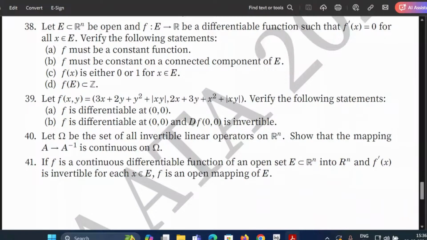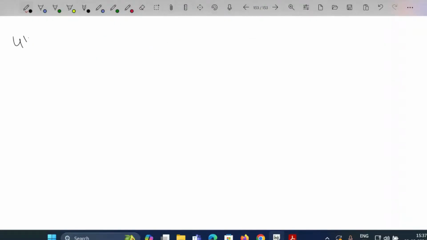Okay, question number 40, we'll do it later. We are not doing it now. Question number 41, I'll just touch on it. It is because of the inverse function theorem. It says that if we have a derivative at a point and it is invertible, the function will be invertible in some neighborhood of the point A. So that means, for each point, question number 41. So what does the inverse function theorem say?